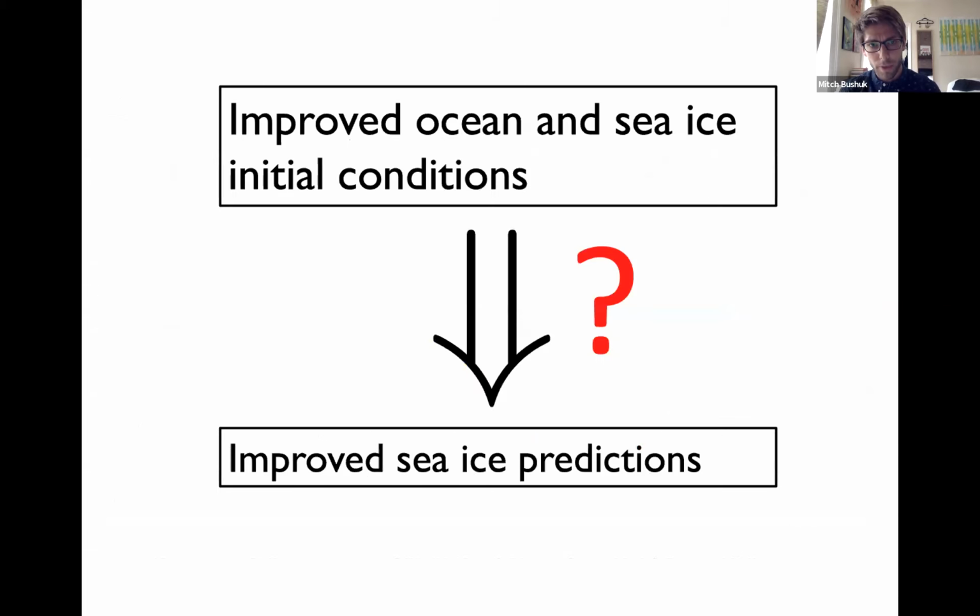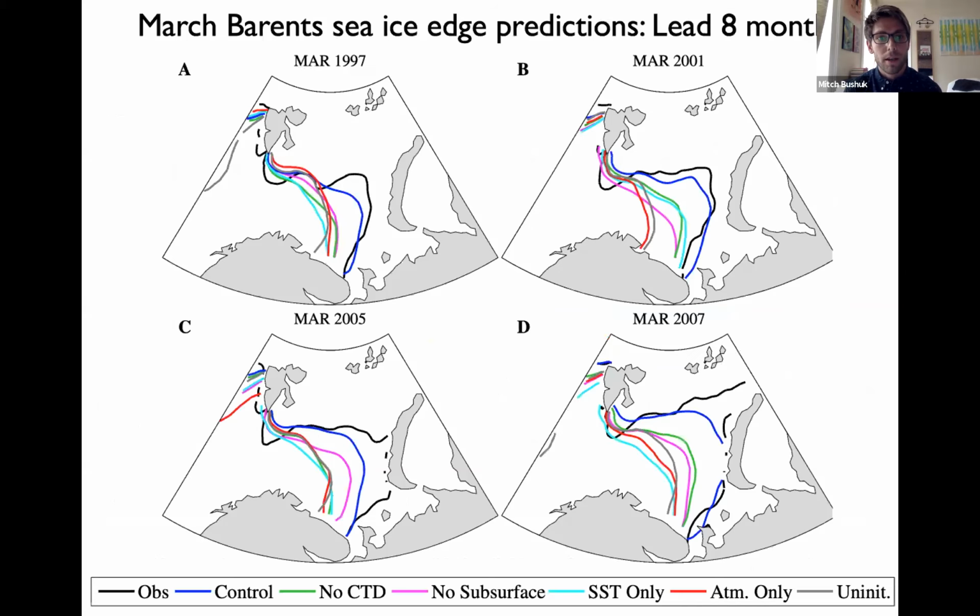Okay, so we've shown that we're able to improve both the ocean and sea ice initial conditions via these various data types. And then the next question is, do these improved initial conditions actually lead to improved sea ice predictions? So to get at that, we ran a series of retrospective forecasts, as I mentioned earlier. And here I'm just showing a few case studies. These are lead 8-month predictions. These are July 1 initialized forecasts of the following March sea ice edge.